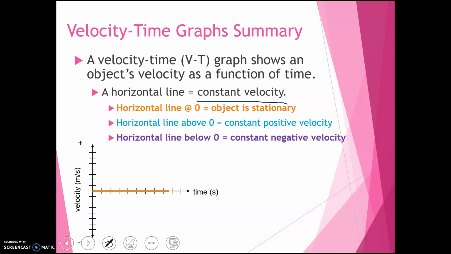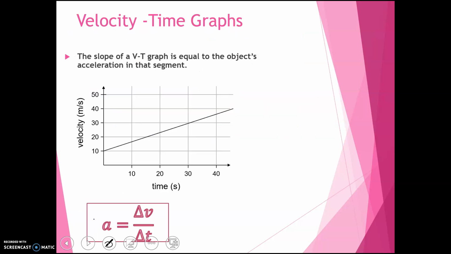So object stationary, it would look like this orange line on the graph. If the object is moving at a constant positive velocity, so here 4 meters per second to the right is indicated with the blue line. And then if it's a constant negative velocity, it would look like this purple line, so 5 meters per second to the left or south. So it's at the negative 5 here on the graph.